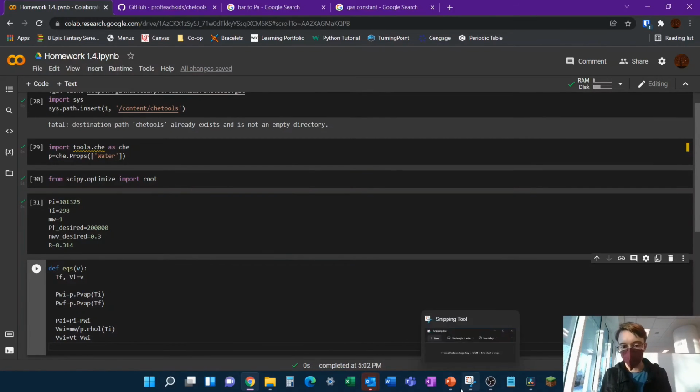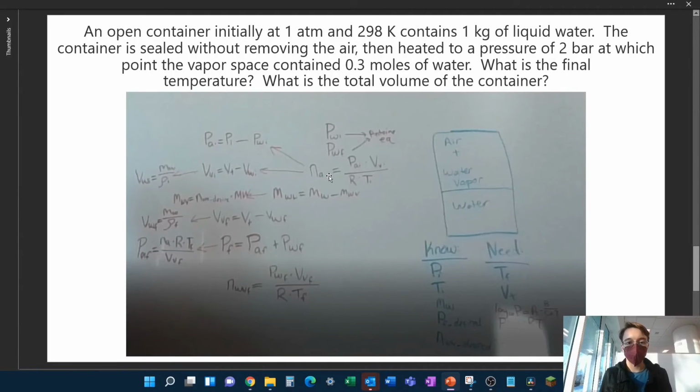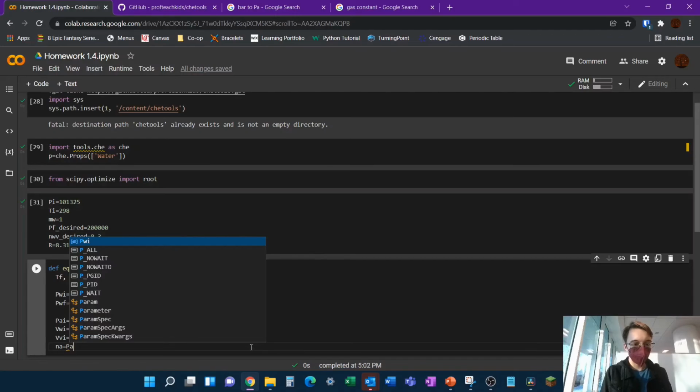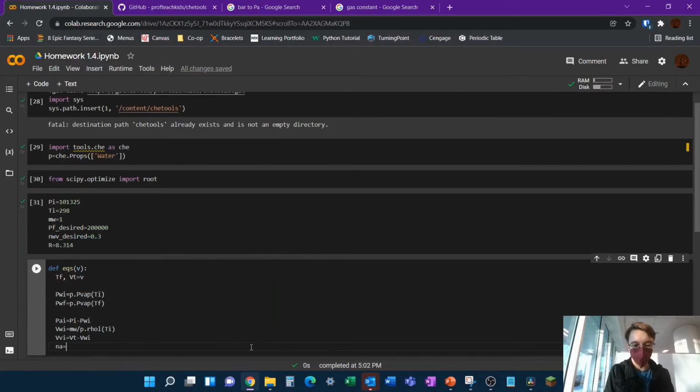Next we can find the moles of air. The moles of air are equal to PV over RT, so moles of air equal the pressure of the air initial times the volume of the vapor initial, divided by R times the initial temperature.